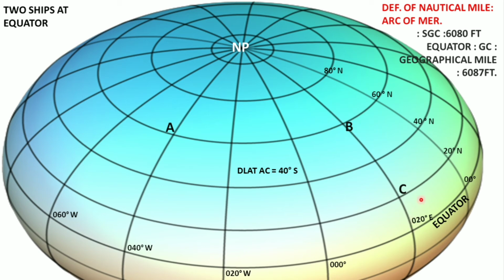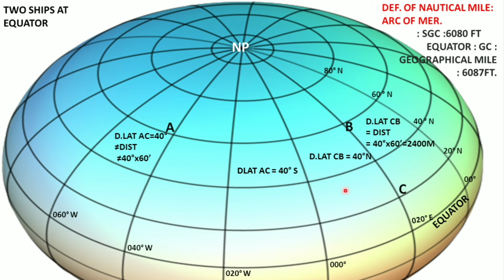Point B and C is again 40 degrees. Between these two points, C and B, being on the same meridian, the daylight can be converted into distance of 2,400 miles. Though the daylight between A and C is also 2,400 minutes, but that is not the distance in miles.